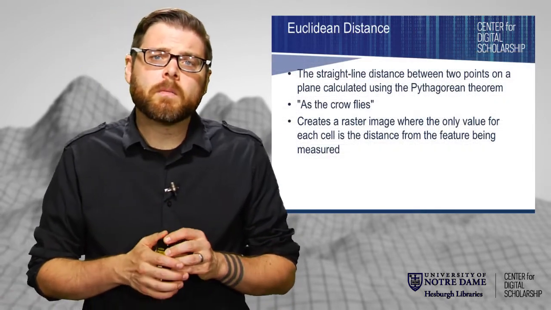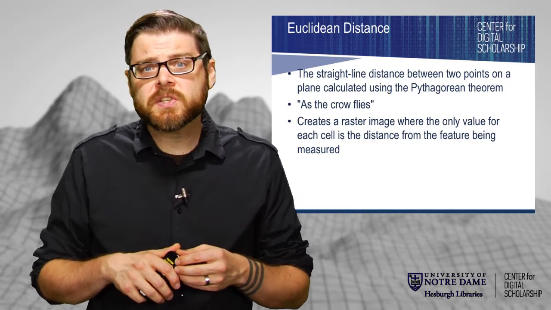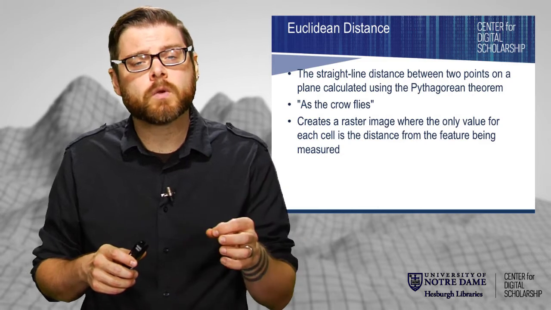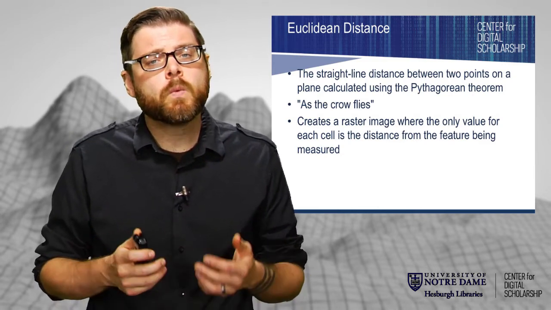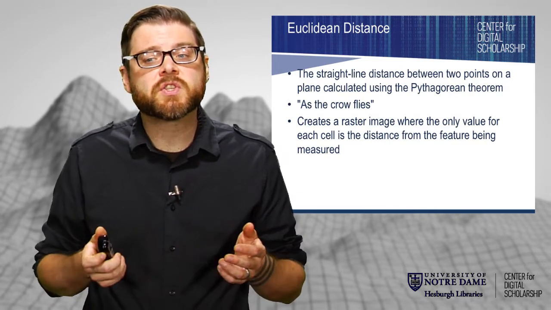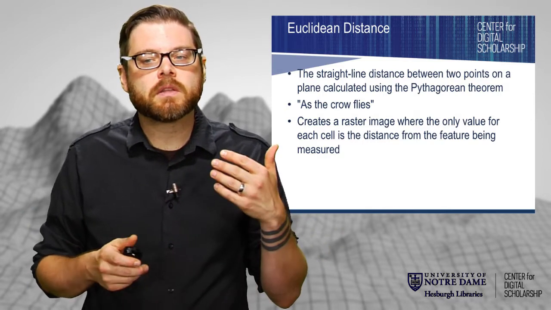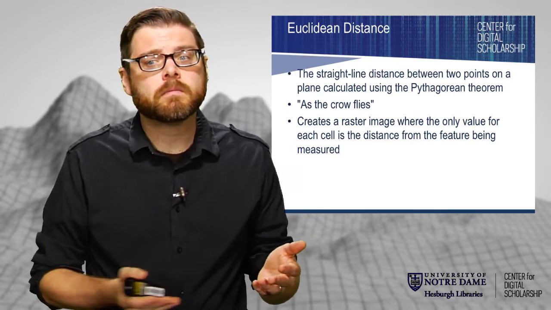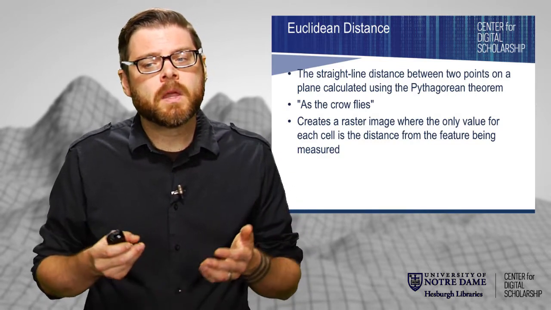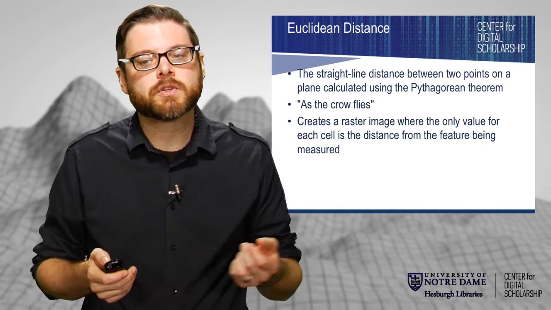Now to talk a little bit more directly about raster-based analysis, one that's really commonly done is distance analysis. So if we wanted to find out how far away we are at any given spot from one location, say Notre Dame campus or something like that, we can do a couple of different ways of understanding the distance there. One of these is what we call a Euclidean distance. This is essentially a straight line as the crow flies. It's the sort of colloquial way we refer to this. And it's basically the straight line distance between 2 points on a plane calculated using the Pythagorean theorem. So it's relatively simple math. It's something we're used to thinking about. But it creates a new raster image where the only value for each cell is the distance from whatever it is we were trying to measure.